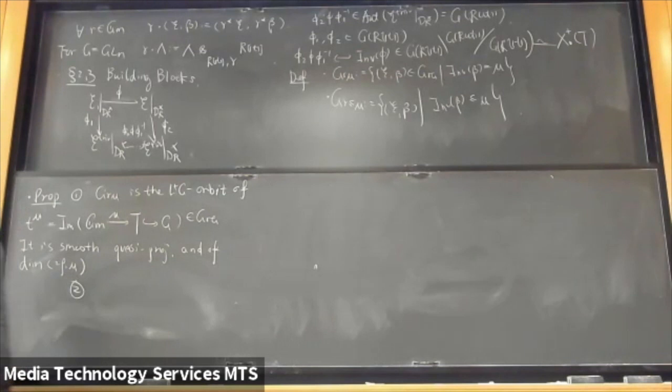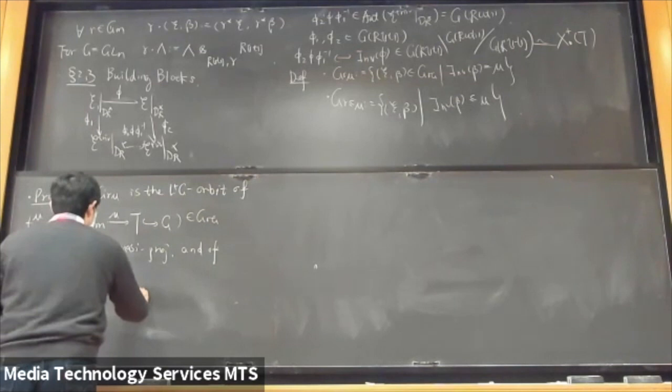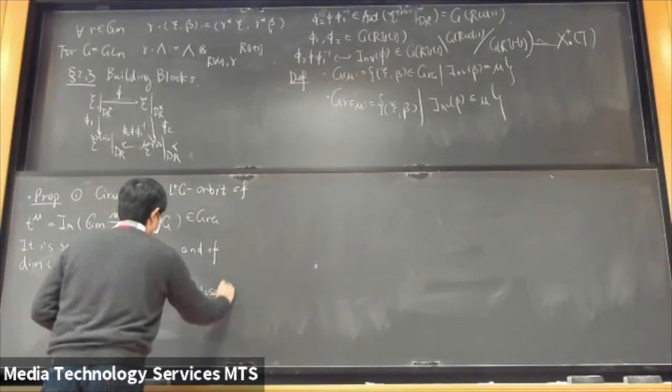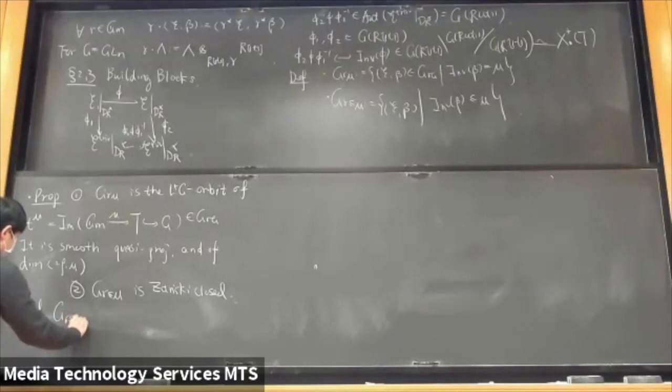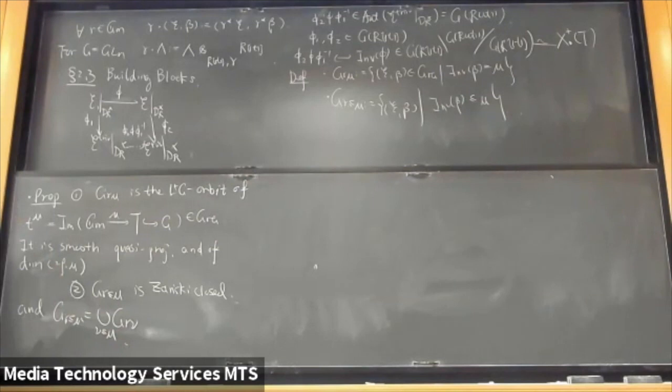And secondly, this Gr less than or equal to mu is Zariski closed, and it equals the union of all the Schubert cells Gr nu, with nu less than or equal to mu. Okay.